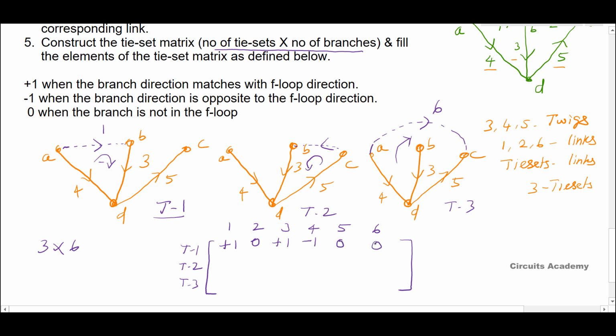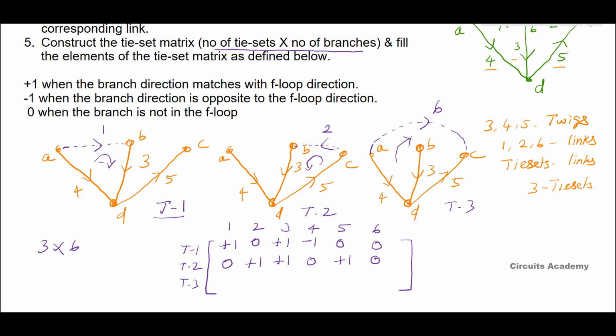In tie set 2, we have the branches 3, 2 and 5. Branch 1 is not connected. Let's mark 0. Branch 2, plus 1. Branch 3 also plus 1. Branch 4 is 0. And branch 5, it's again plus 1. Branch 6 is not connected. Let's write 0.